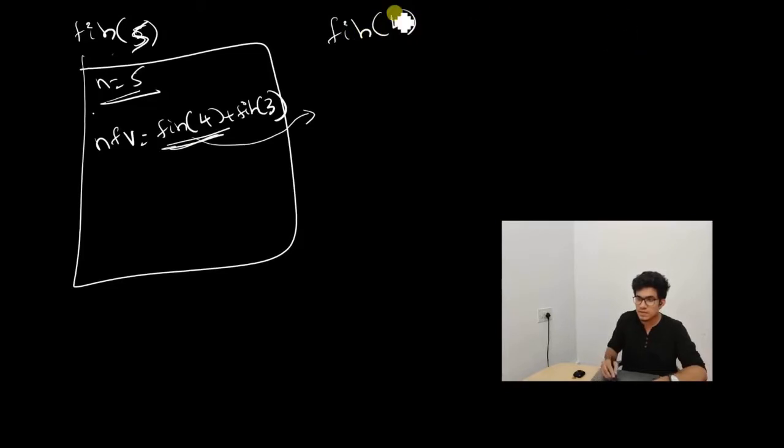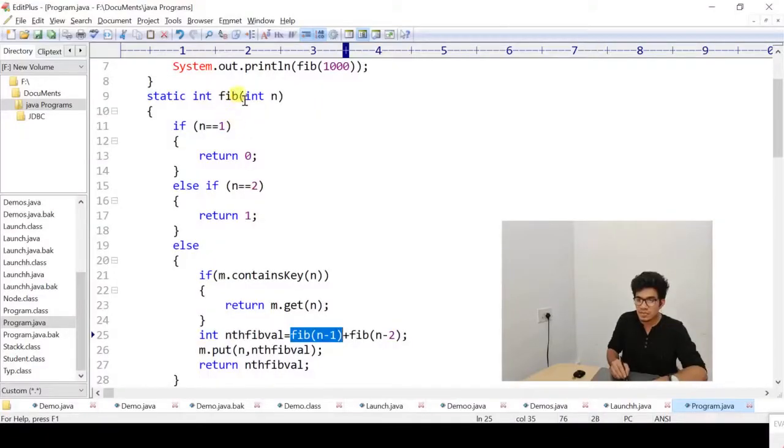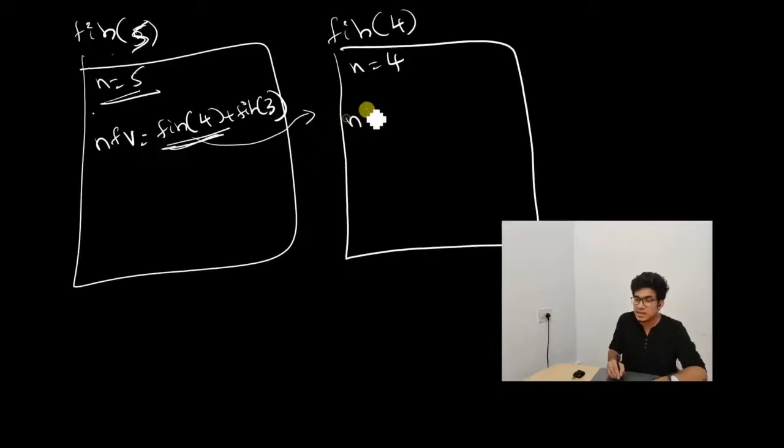In this fib of 4 activation record, what's the n value? N value is 4, and it will check now. Is 4 equal to 1? No. Is 4 equal to 2? No. Does your map contain the key 4? No, nothing is there right now. So it will come to this part. Again there is a separate nth fib val variable, where the fourth Fibonacci number is nothing but fib of 3 plus fib of 2.